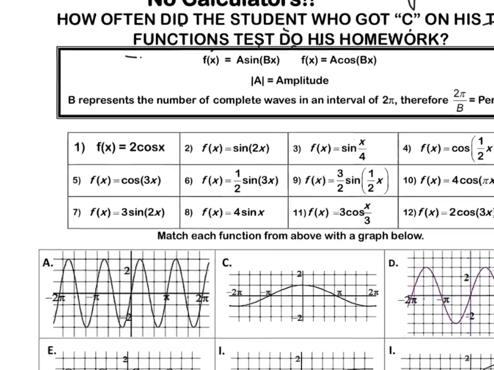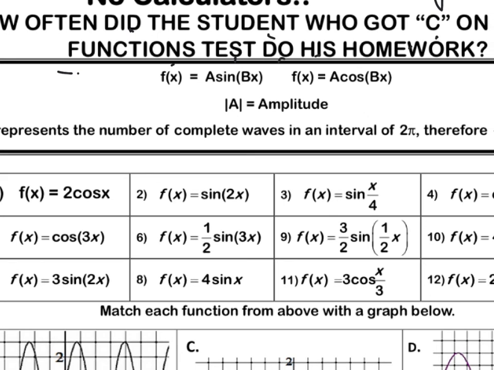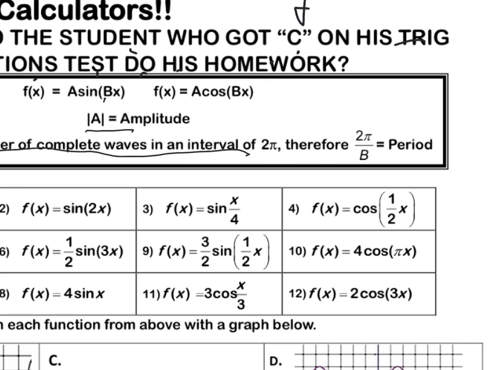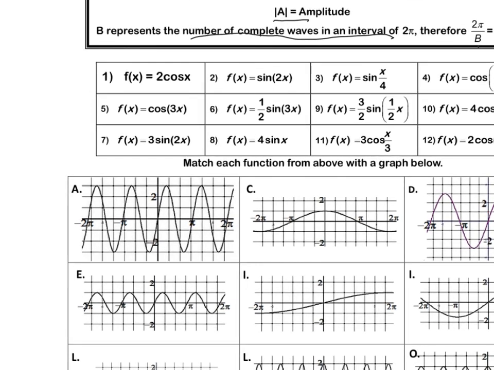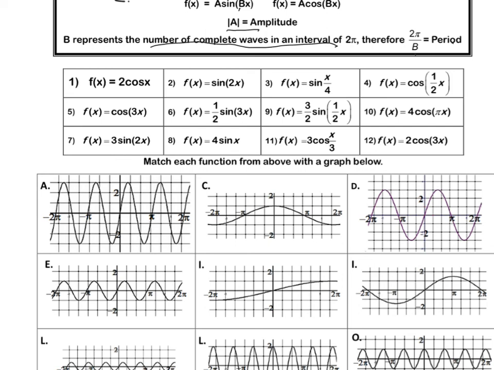So all you're doing here is, he's given you that there's B. He describes how many complete waves in an interval of 2 pi. He tells you the amplitude. Does he define it? He gives you the period, 2 pi over B. All the stuff you need to know. So let's try to pick one. Let's just randomly grab one of these pictures. Eeny, meeny, miny, mo. Okay, I'll pick that one.